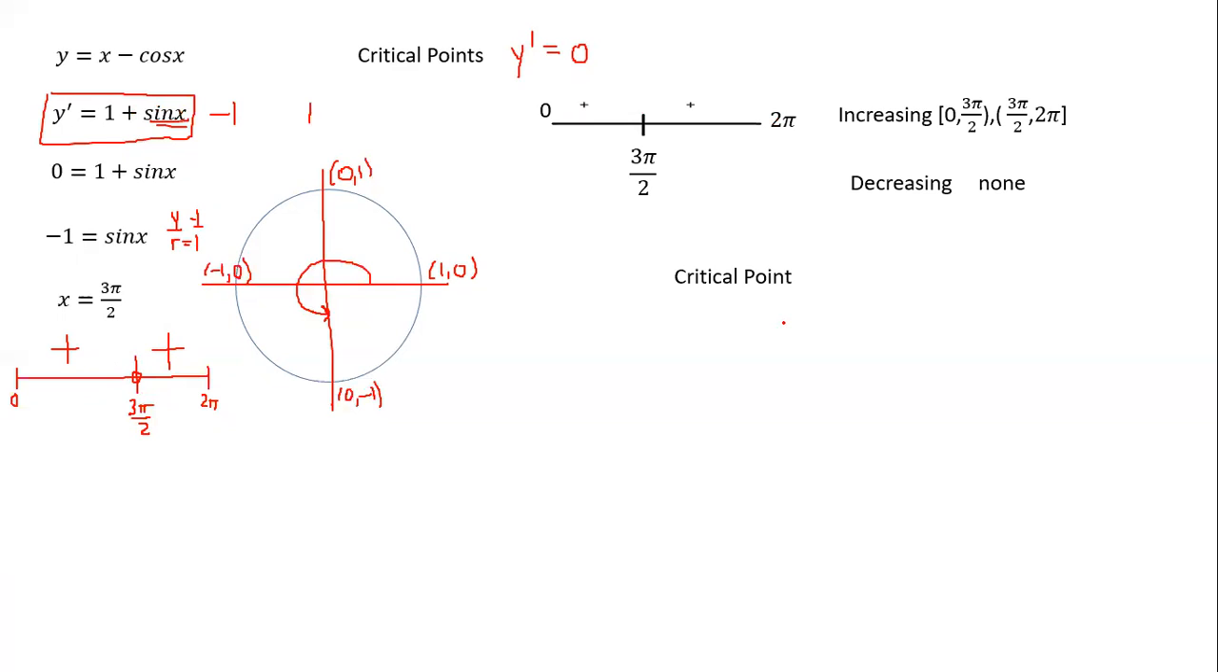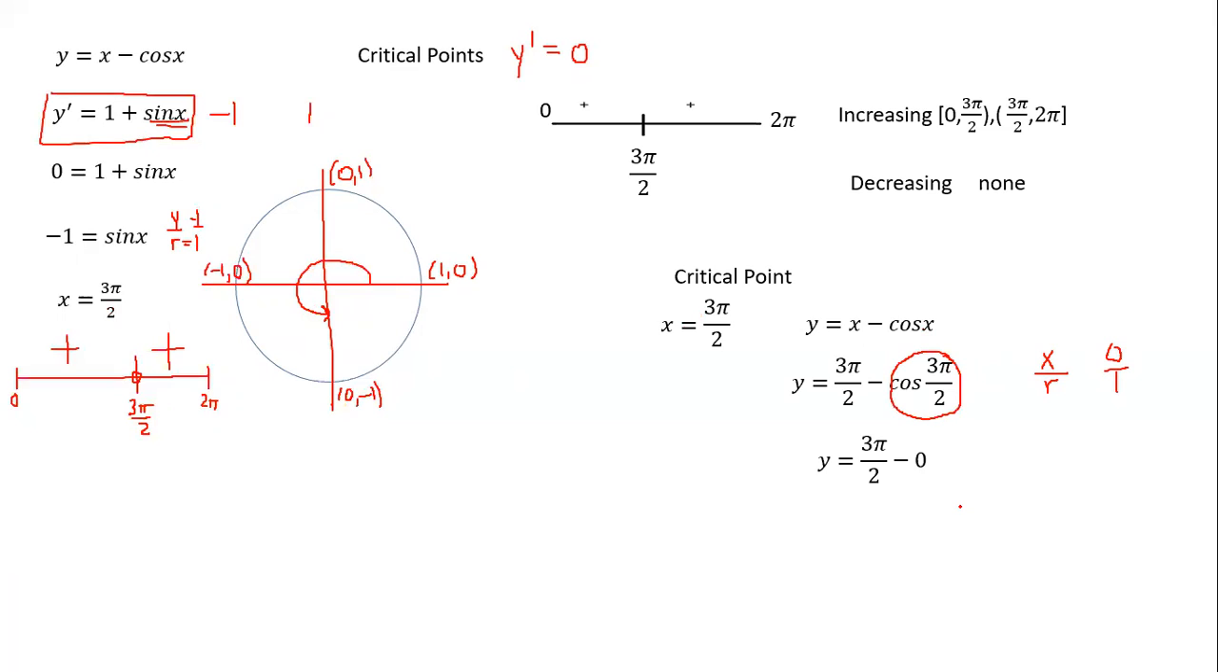What is that actual critical point? We said it occurred when x was 3 pi over 2. y is equal to x minus cos x. So we'll put 3 pi over 2 in. And at an angle of 3 pi over 2, we're calculating cosine this time. So that's x over r. We know that r is 1. And your x value there is 0. So this just becomes 0. The cosine of 3 pi over 2 is 0. That leaves us with 3 pi over 2.